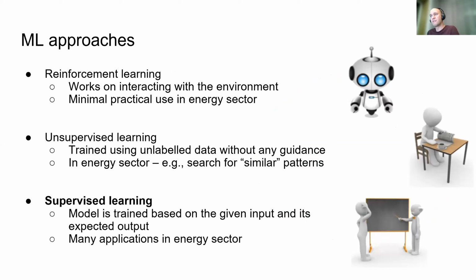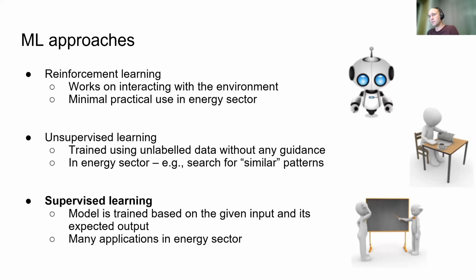First of all, there is reinforcement learning. It works on interacting with the environment. So you can imagine a robot that's navigating through an unknown environment, and when he hits the wall, he tries to learn something from that and avoid hitting that wall next time or hitting any wall next time. However, this has minimal practical use in the energy sector. You can find some academic papers. They are mainly focused on simulations, but in the real building, you do not want your heating system or HVAC system in general to make some trial and error algorithm in your building.